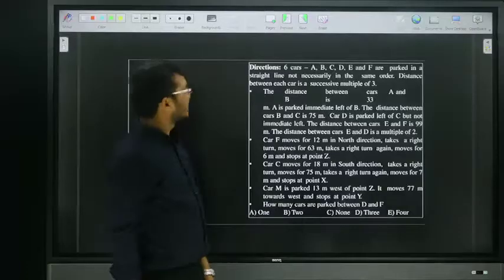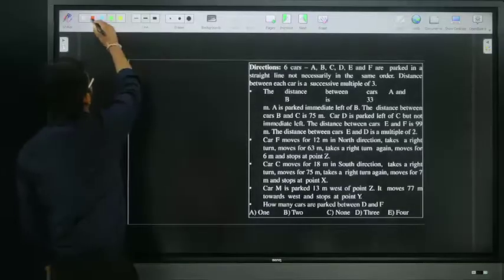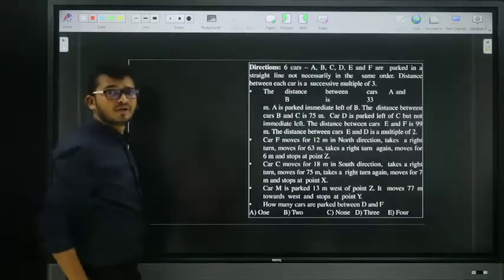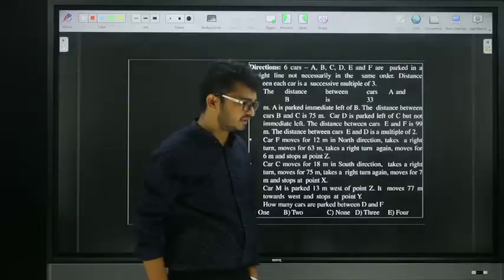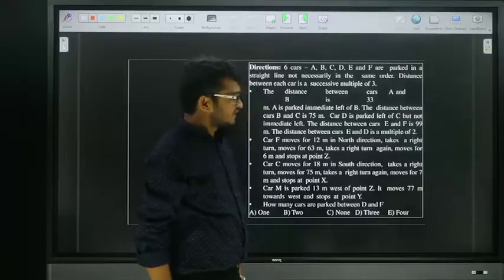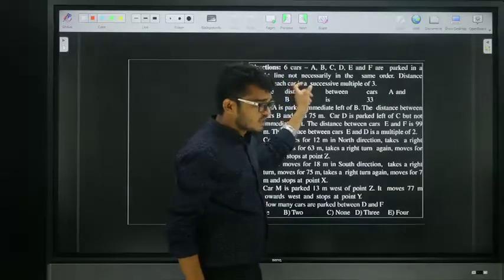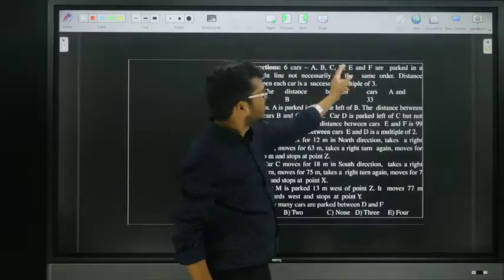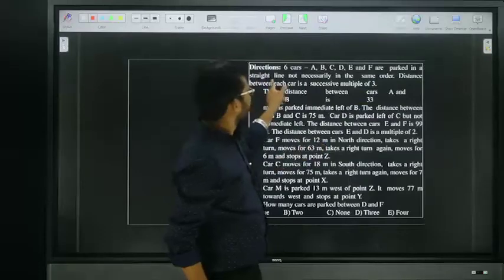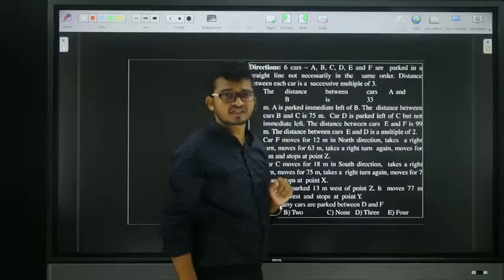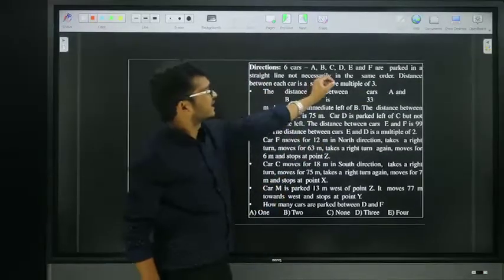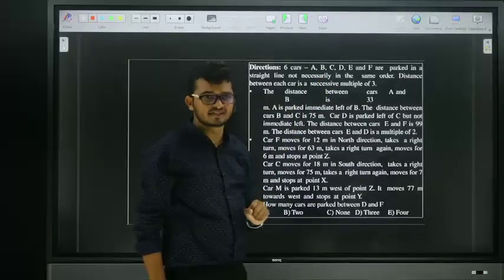Friends, this question was given last year in SBI PO Mains. Here, totally we are having six cars, A to F, parked in a straight line, but not necessarily in the same order.